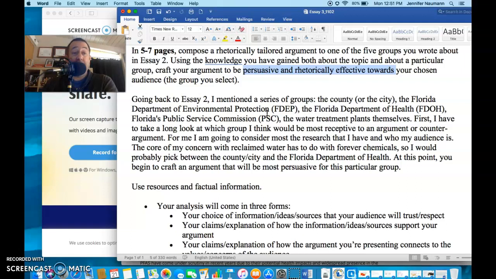The argument I'm making could be about, say, not polluting public water with forever chemicals. Obviously, that would be an environmental protection issue, and I could write to them. But the argument that I want to make is about health, like how it affects everyday people. So if I'm going to make an argument like that, I should be writing to the Florida Department of Health. So that's how I came to the conclusion of who I was going to write to.